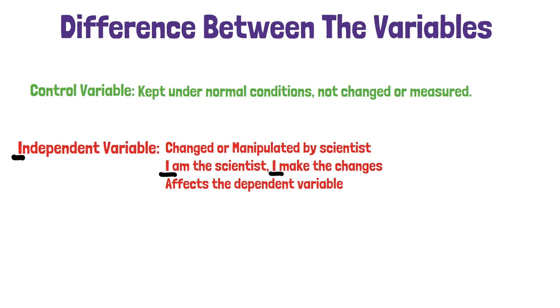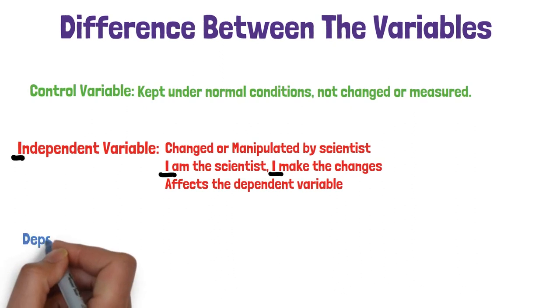The I is also found in the word independent. So when you think of independent variable, you should immediately think of I am the scientist that is manipulating or changing this variable. That is a way to remember the independent variable.